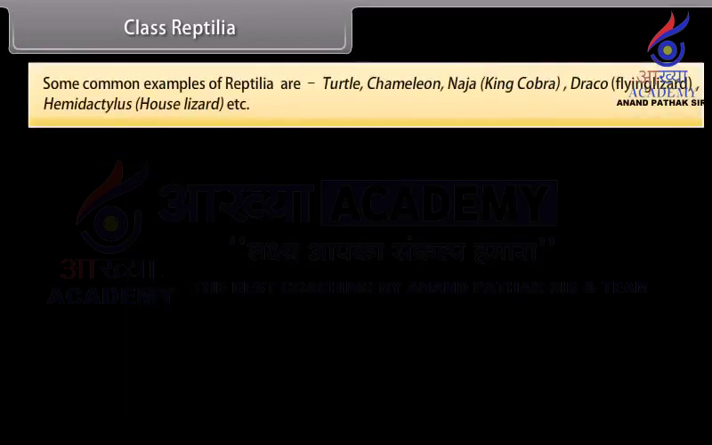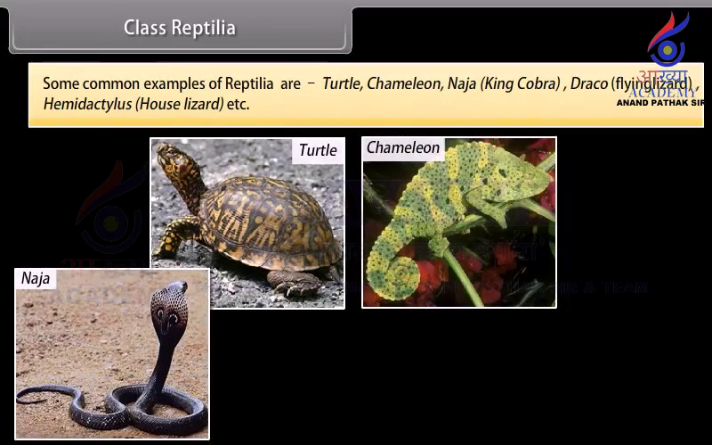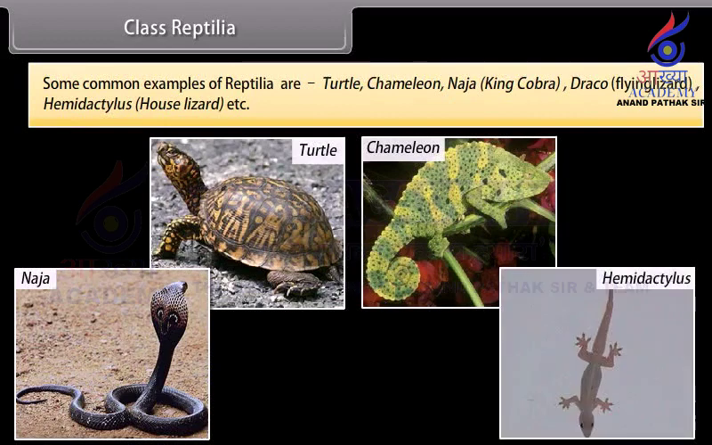Some common examples of reptilia are turtle, chameleon, naja, king cobra, draco, flying lizard, hemidactylus, house lizard, etc.